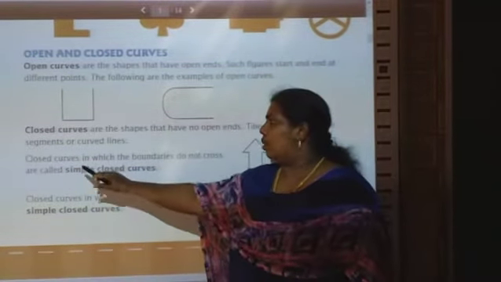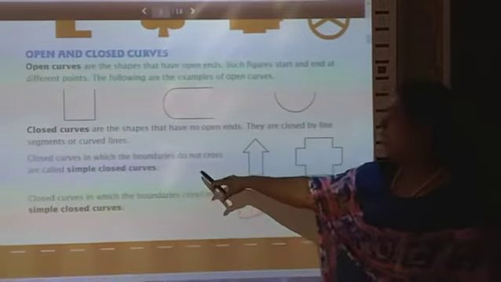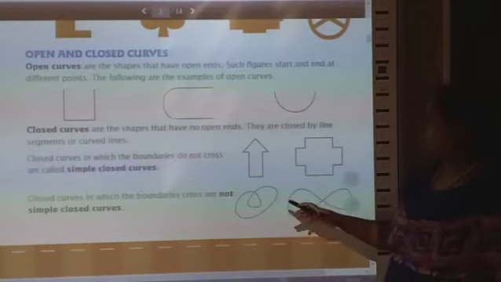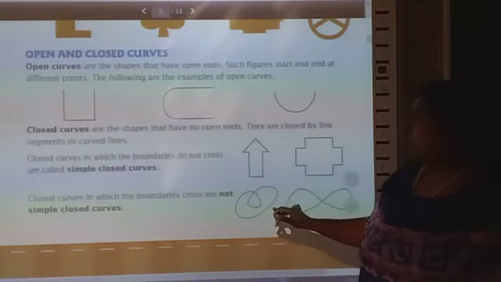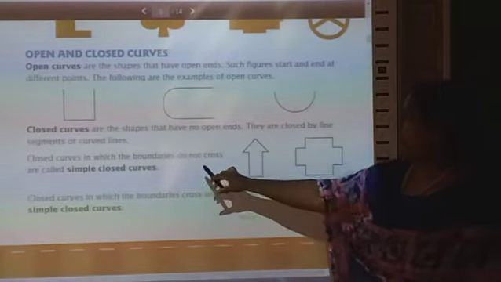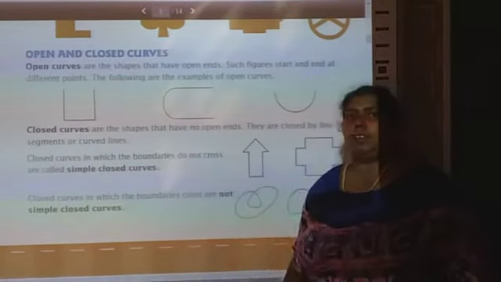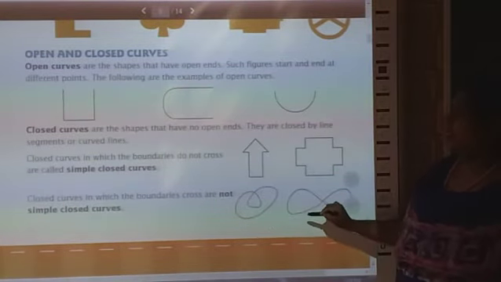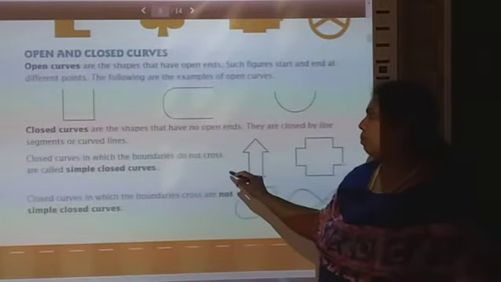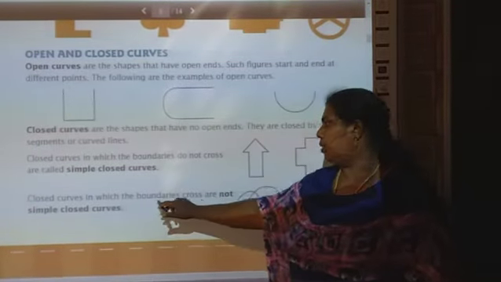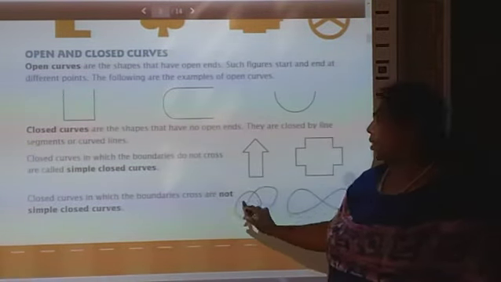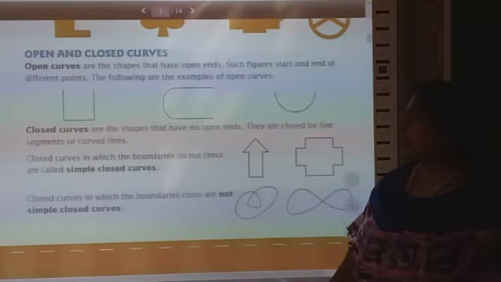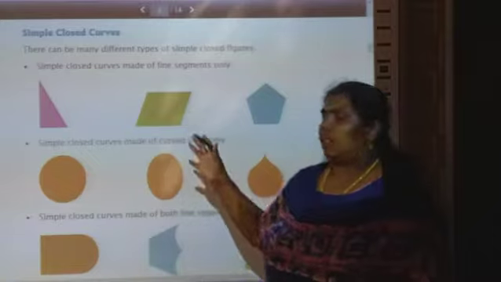Closed curves in which the boundaries do not cross are called simple closed curves. Here, a simple closed curve means it does not cross. See here, it is crossing, right? Here also. If it does not cross, that is a simple closed curve. Closed curves in which the boundaries cross are not simple closed curves. Okay, these are simple closed curves. You can see simple closed curves here.